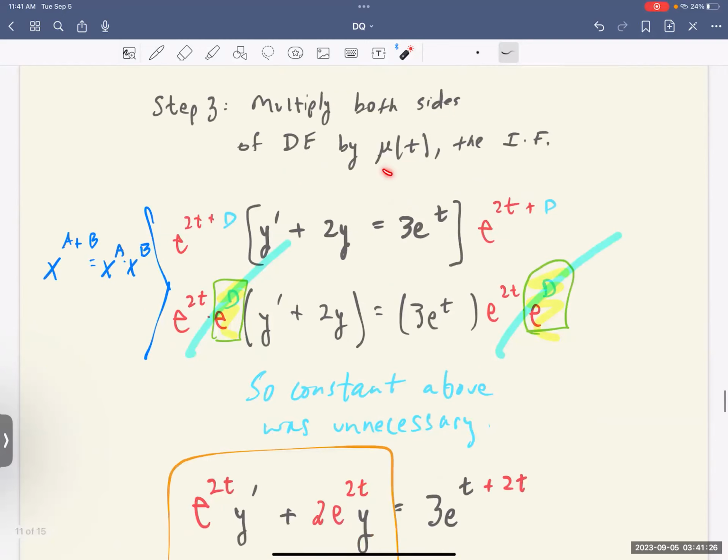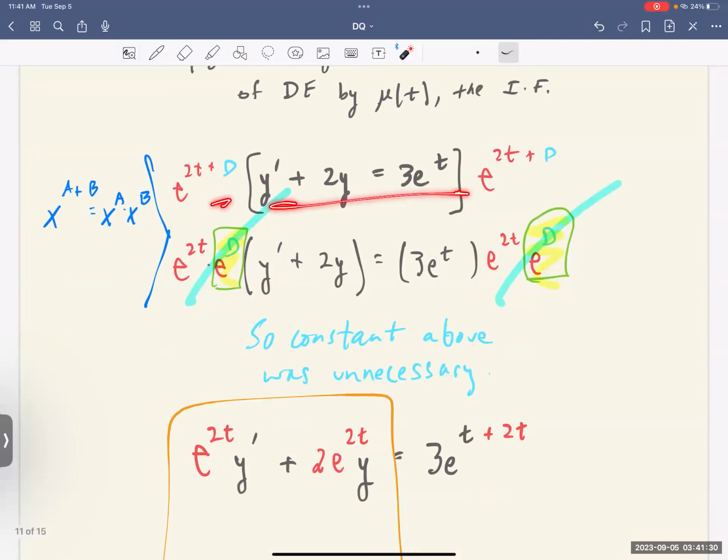Multiply both sides by mu of t. Here's our equation, the left side there, right side here. And remember how exponents work. You got e to the 2t plus d. That's e to the 2t times e to the d on the left side and the right side. They'll cancel there and there. So we don't need that constant d, because it's just going to cancel later anyways, as e to the d and e to the d.